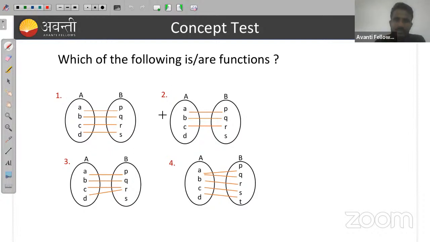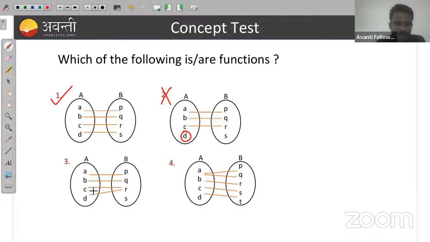Okay, very good. You can see that 1 is a function because A is related to P, B is related to Q, C to R, D to S. That means every element of A is related to B, and that's why it's a function. But 2 is not a function because if you see the D part here, D does not have any image in B. So it's again violating the first rule of being a function, so it's not a function.